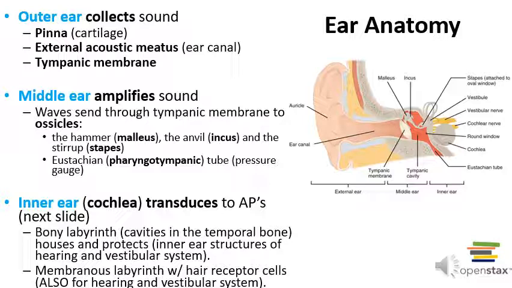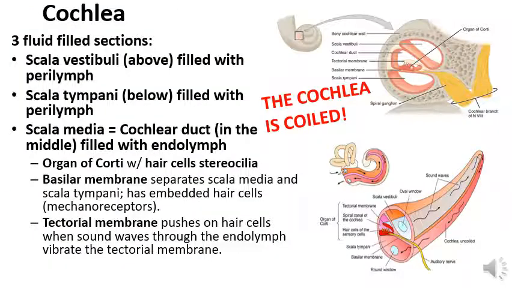You'll also notice that there's something called the eustachian tube, called the pharyngotympanic tube, that actually functions as a pressure gauge between your middle ear and the outside environment. And that eustachian tube ultimately opens into the pharyngeal region of the mouth. As stated previously, that part of the ear where we actually convert vibrations into action potentials is the inner ear, where we find a structure called the cochlea. Let's take a look at the anatomy of the cochlea.